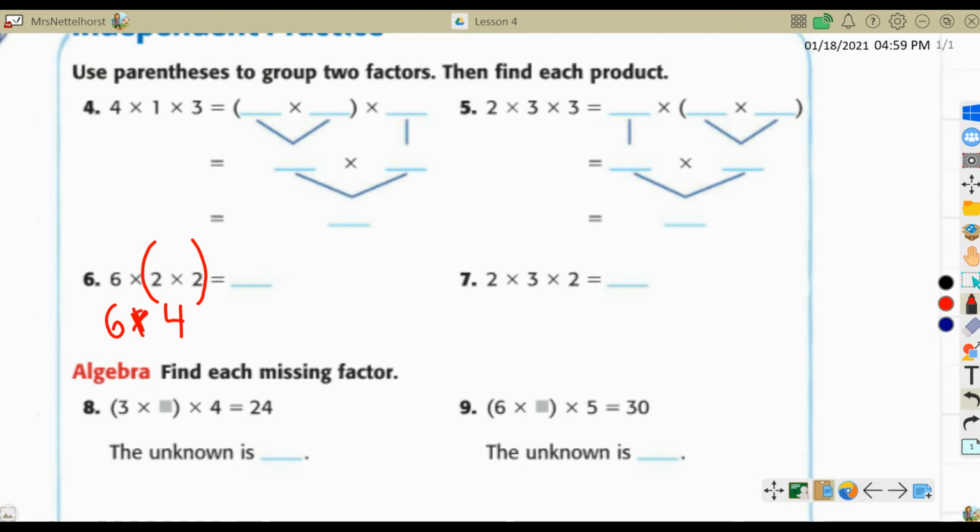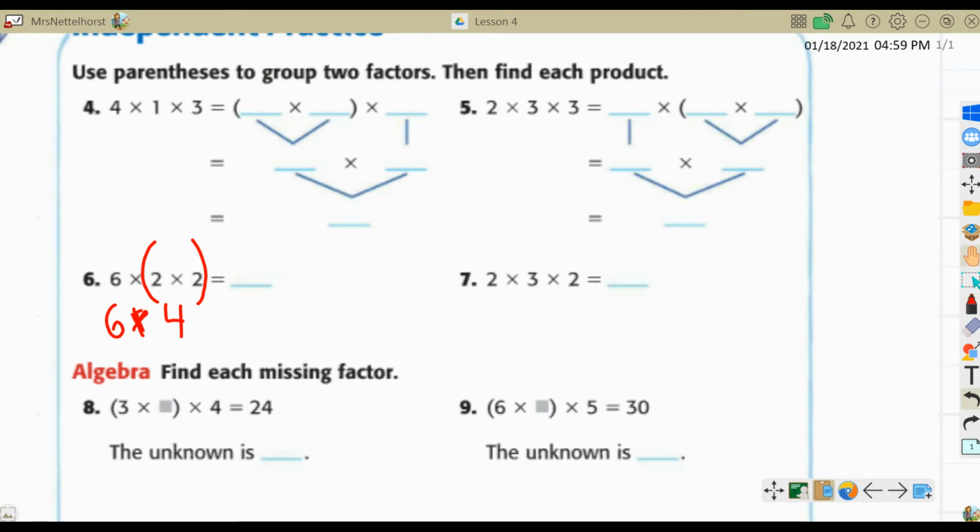Sorry, my times sign got messed up. Okay, that is what I want to see. Not that problem necessarily. I need to see where you put your parentheses, and I need to see that you multiplied in the parentheses first. So you're going to get credit for parentheses and the correct expression being written underneath, and then the product on the blue line.